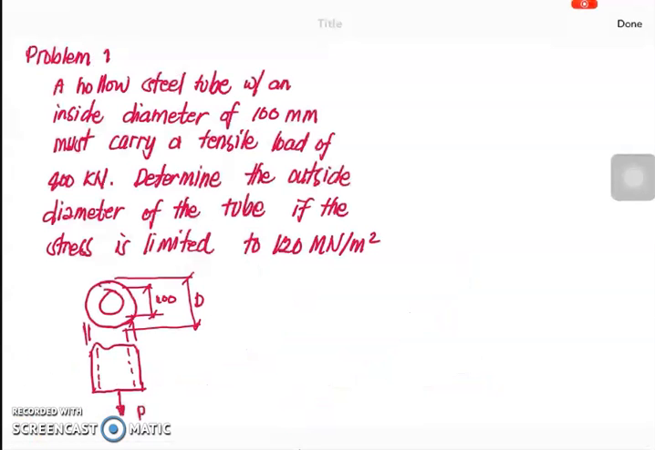Okay, let's have problem number 1. A hollow steel tube with an inside diameter of 100 mm must carry a tensile load of 400 kN. Determine the outside diameter of the tube if the stress is limited to 120 meganewton per meter squared. We are given a figure. This is a hollow steel tube which has an inside diameter of 100 mm, and it carries a tensile load equivalent to 400 kilonewton. We are asked to determine the outside diameter.